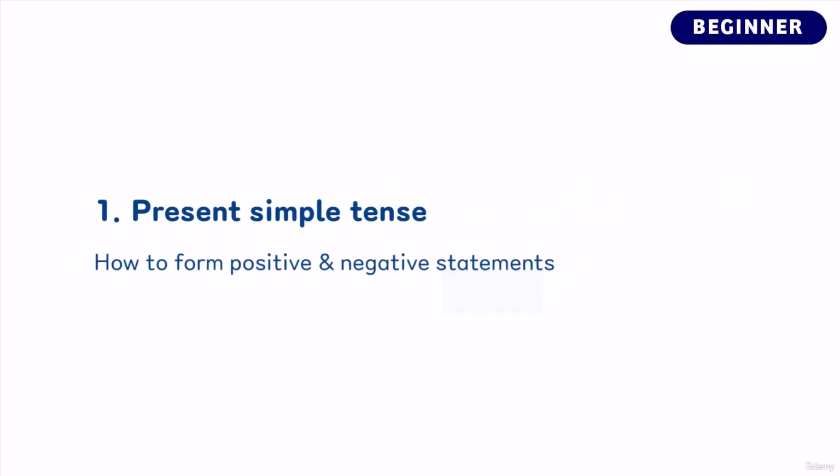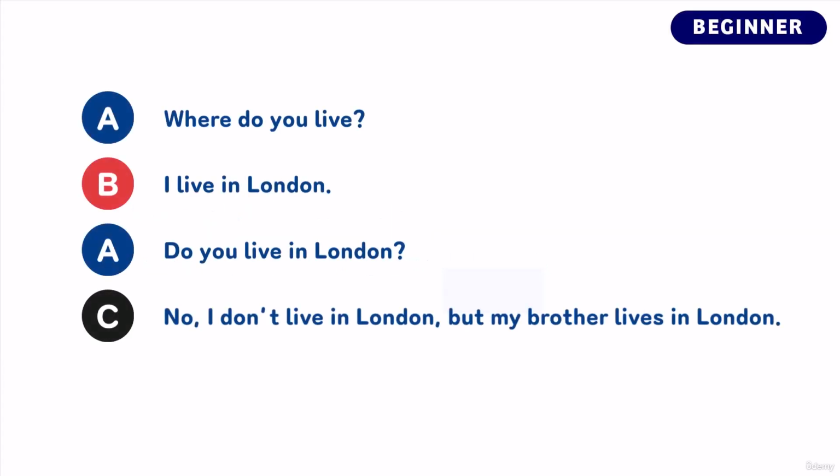In this lesson, we will learn the first verb tense for this course, and that's the present simple tense, which is also sometimes called the simple present tense. Let's first listen to a dialogue. The two people are meeting for the first time at a language school.